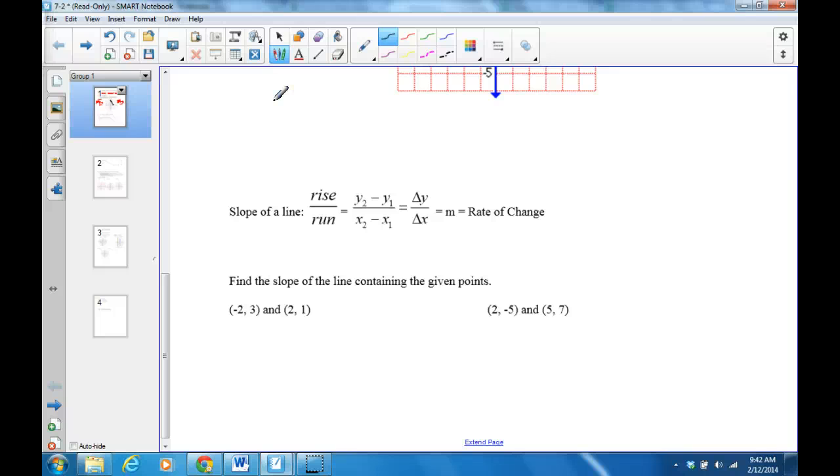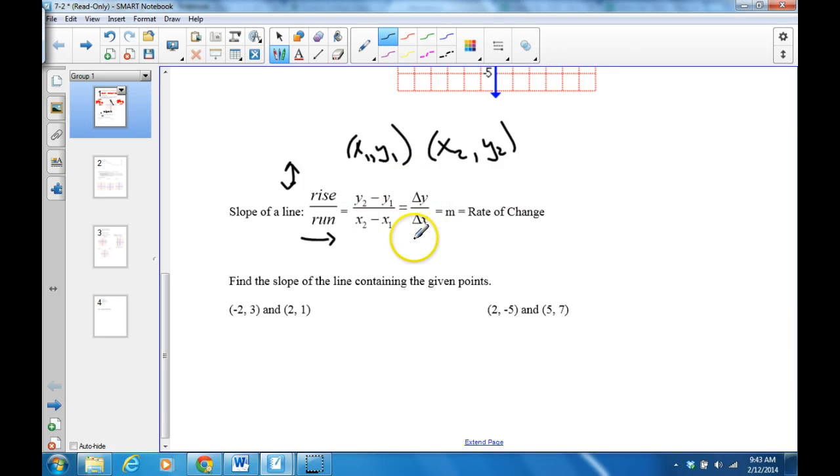Okay, so as you guys recall, the slope of a line is the rise over the run. How far you go up or down over how far you go to the right. The run is always going this way. The rise is always going up or down. If you have a negative, it goes down. Okay? And if you have 2 points, I'm going to call them (x1, y1) and (x2, y2), this is the formula on how you find your slope.